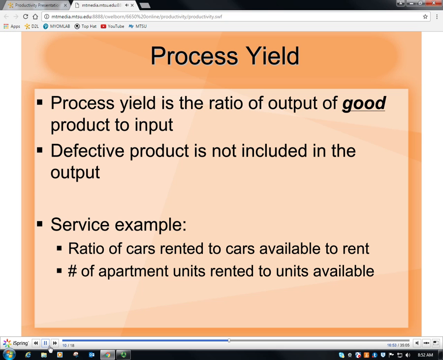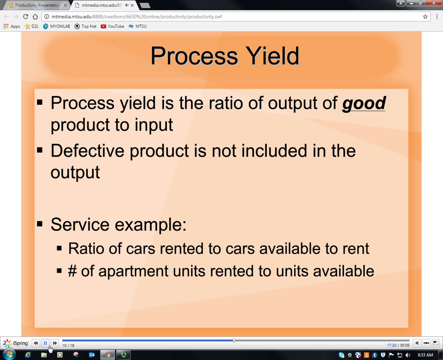We see process yields in any of these process industries. I did some consulting work for a bakery a couple of months ago, and one of their big concerns was their process yield. It's how many pounds of ingredients we put in at the beginning of the operation, and how many pounds of cookies or bread or cake we get out the other end. That's a measure of process yield, because there are some losses that go on there.